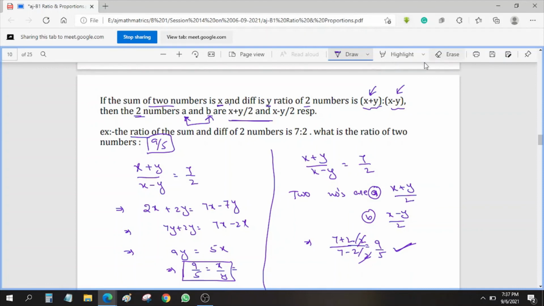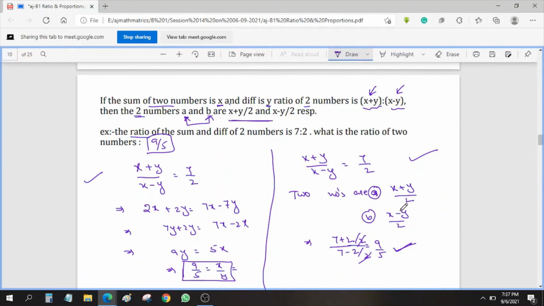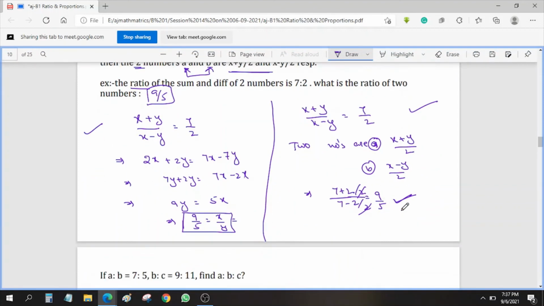You can go with either method. If you remember this method, it will be fine, or if you didn't remember the formula, the other will be fine. So I am explaining two kinds of methods. One is a general method without knowing the formula, and the other one is the formula based method. Whichever is comfortable to you, you just follow that.